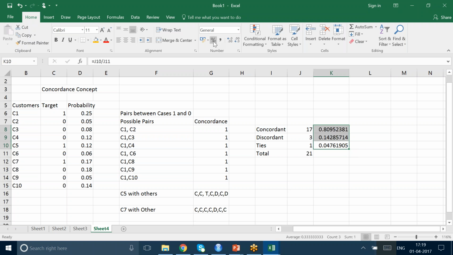So I can see that 80% of times, if I use this model, I assign higher probability to customers who are likely to respond vis-a-vis customers who are not likely to respond. This is called concordance. Typically, when we use this kind of models, one way of evaluating is called classification table, classification matrix, or confusion matrix, which is basically a cross tab between what is your actual and what is your predicted.